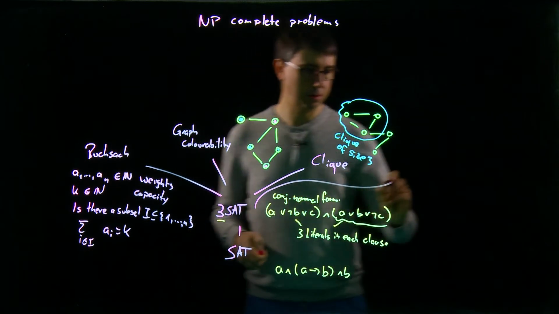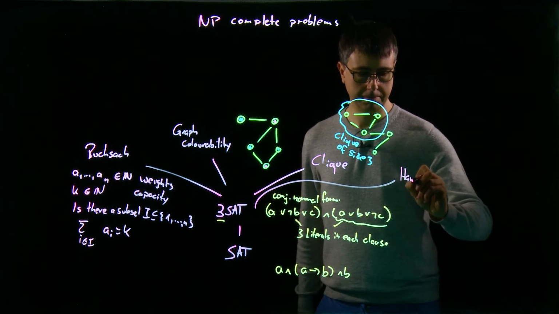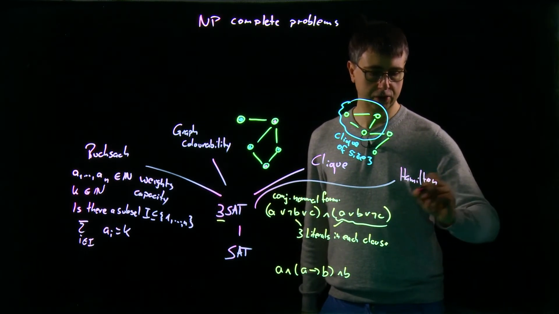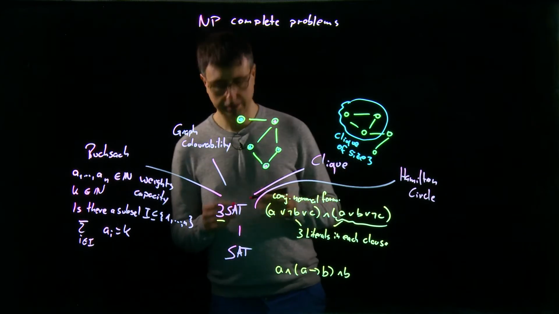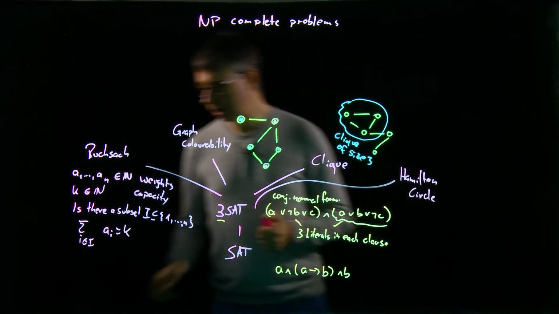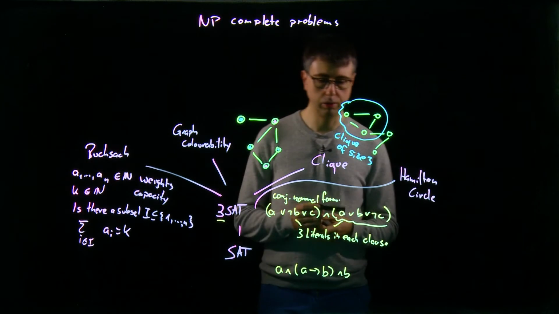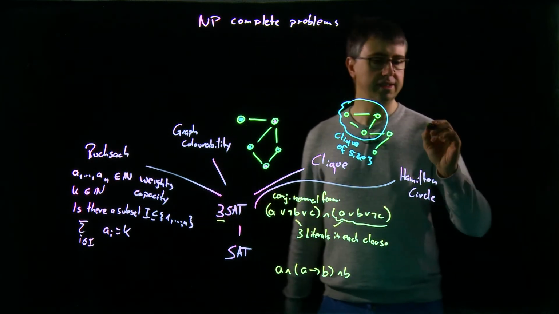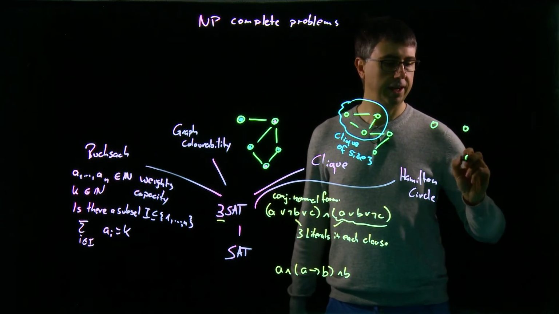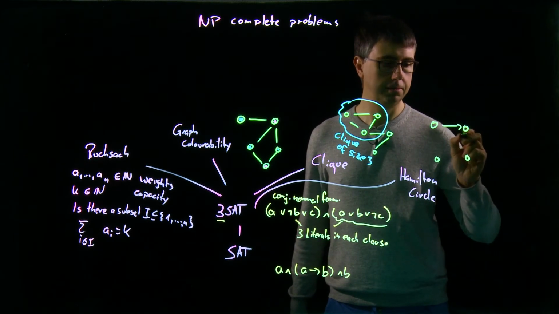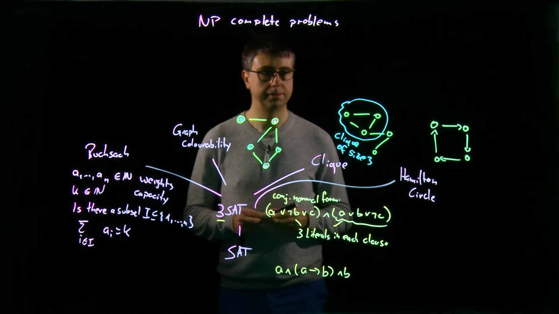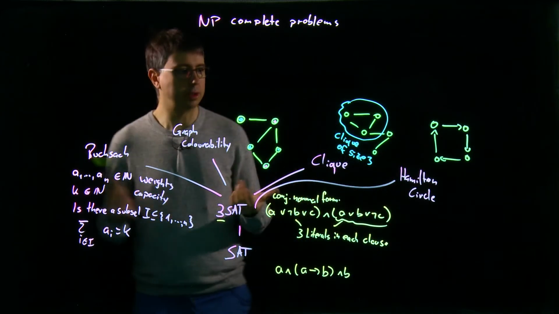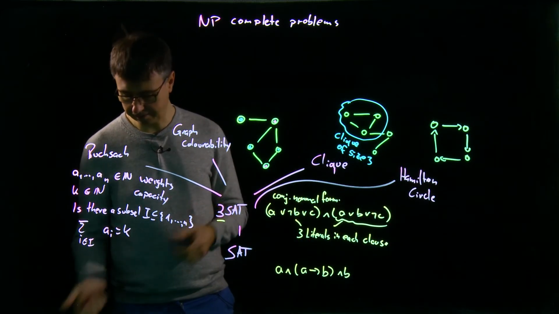Even more graph problems. Hamilton circle. Hamilton circle is the idea you have a graph and you would like to do a round trip. And the question is, is there a round trip that visits every node exactly once? In this case, there apparently is, and the question is, is there a Hamilton circle in a graph?